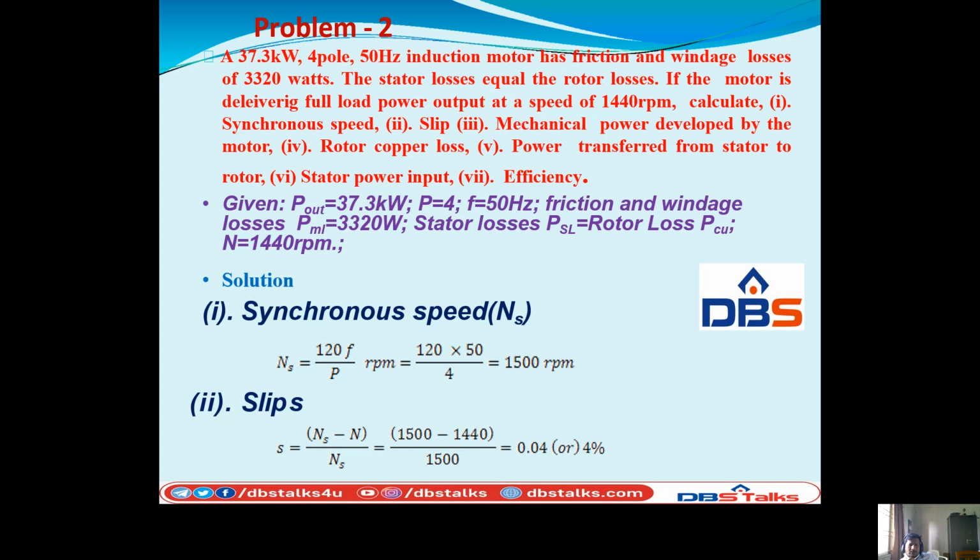Output power is equal to 37.3 kilowatt, number of poles P is equal to 4, F is equal to 50 Hz, friction and windage losses PML is equal to 3320 watts, stator losses are equal to rotor copper losses, N is equal to 1440 rpm. Now first, determine the synchronous speed. Ns is equal to 120 F by P rpm, that is 120 into 50 by 4, that is equal to 1500 rpm. Second one, slip, S is equal to Ns minus N by Ns, 1500 minus 1440 by 1500, and that is equal to 0.04, otherwise 4%.